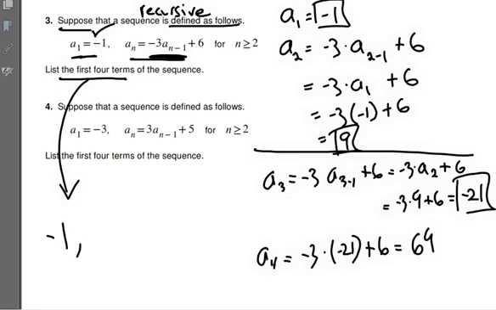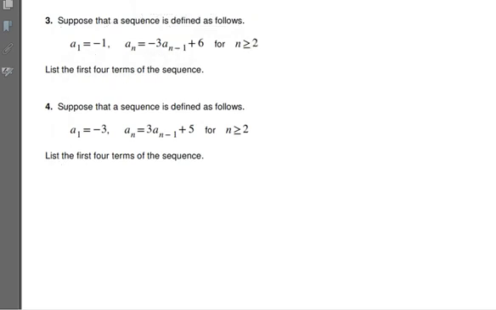So the first four terms listed in the sequence are negative 1, then 9, negative 21, and then 69. Notice this is just a sequence, not necessarily an arithmetic sequence. In fact, it's not an arithmetic sequence, but it is defined using a recursive rule.